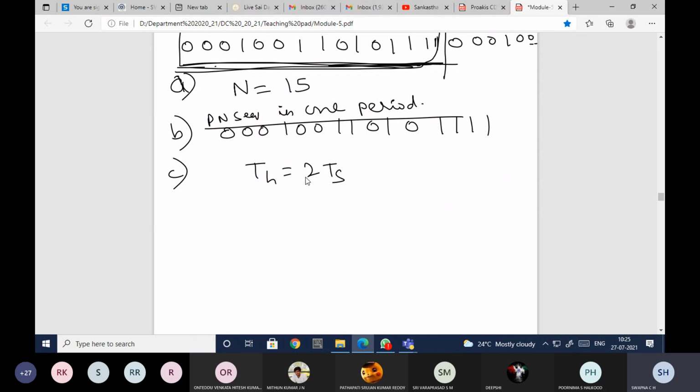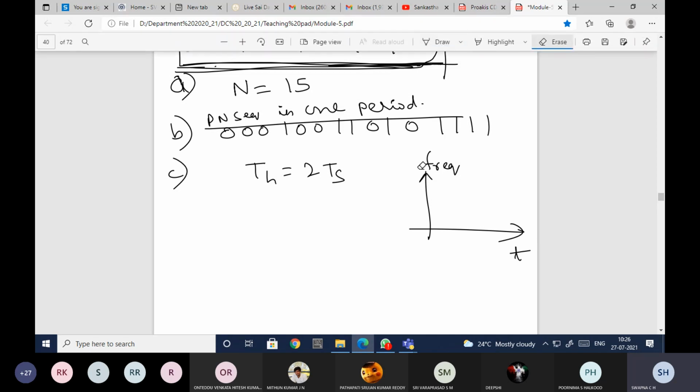Okay, now he is asking you to sketch the frequency versus time, with time on the x-axis and frequency on the y-axis. With this, you need to assign the frequencies on the y-axis and the time period on the x-axis, and you need to plot it. Okay, so how to plot, I'll just explain once again.